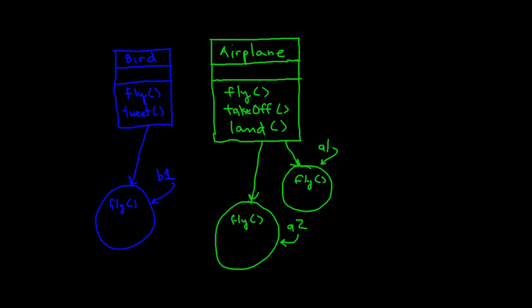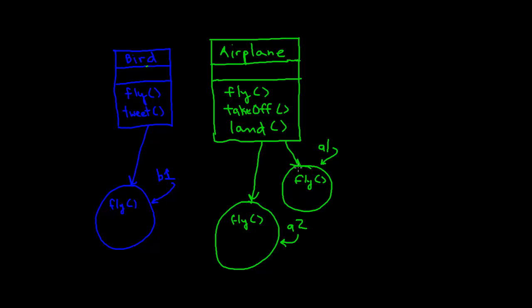Here's an example of polymorphism. What I've drawn here is two classes. I have a class called bird and a class called airplane. The bird class has a fly method and a tweet method. The airplane class has fly, takeoff, and land methods. Then what I've done is I instantiated a couple of objects. I created one bird object, and the bird object has a fly as well as tweet, but I just want to concentrate on fly for now. And the airplane class also has a fly method.